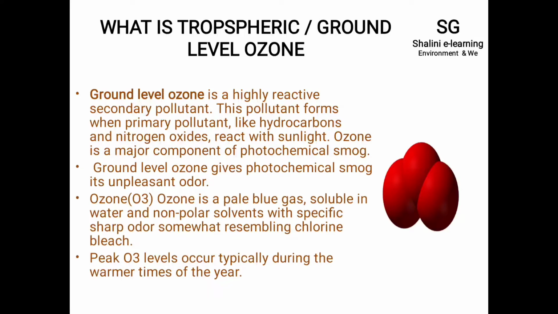So ozone is a major component of photochemical smoke. Photochemical smoke is another example of a secondary pollutant, also chemically known as peroxyacetyl nitrate, which is generally formed in the summers, and it's also known as summer smoke or oxidizing smoke because the major components are ozone, oxides of nitrogen and other free radicals and hydrocarbons in the presence of sunlight. This reaction leads to photochemical smoke, which is very hazardous for the atmosphere. Ground level ozone gives photochemical smoke its unpleasant odor. Ozone is a pale blue gas, soluble in water and some non-polar solvents, with a sharp odor somewhat resembling chlorine bleach. Peak ozone levels are typically observed during the warmer time of the year.